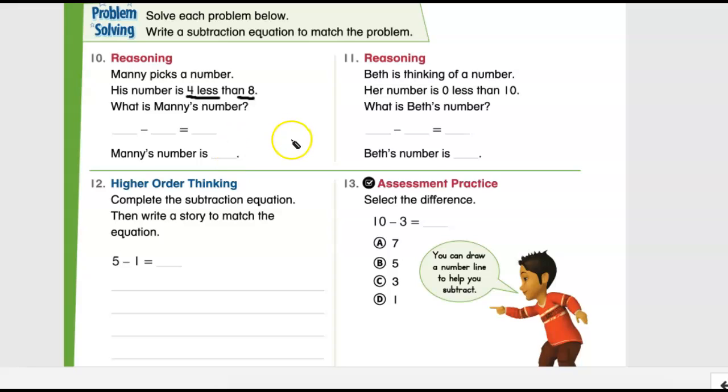And just pause the video as you go, boys and girls, because Mrs. Collier is just going to go question by question. So if you're still working on number 10, just go ahead and pause the video, and when you play it, we'll go to the next question.